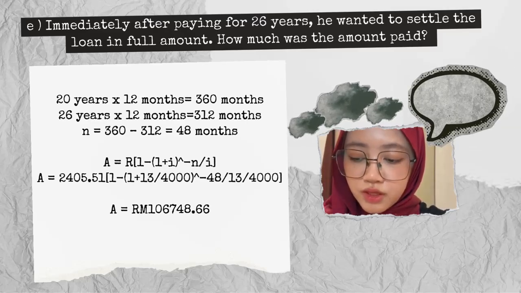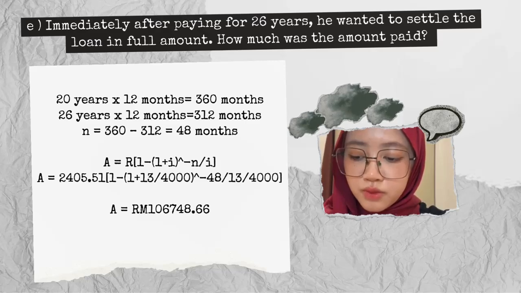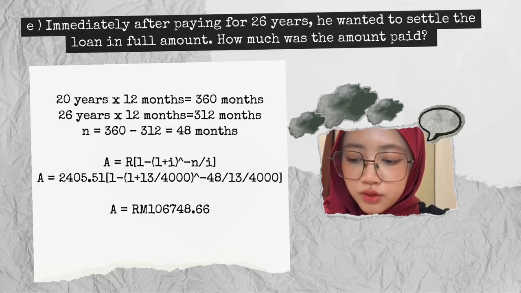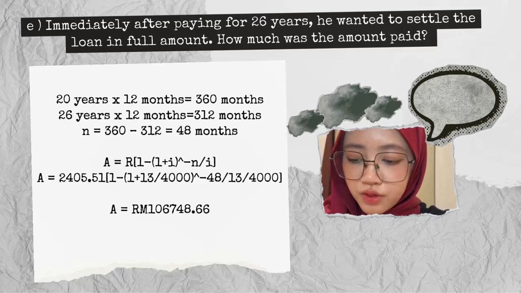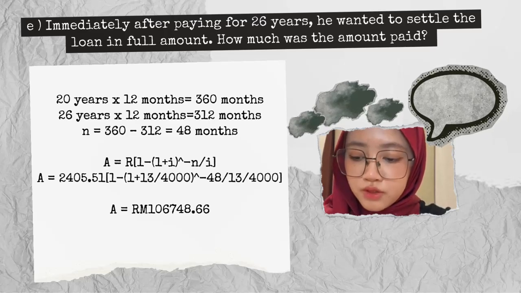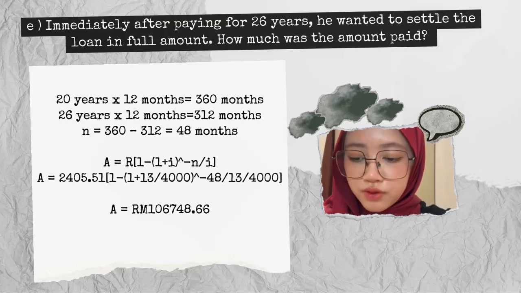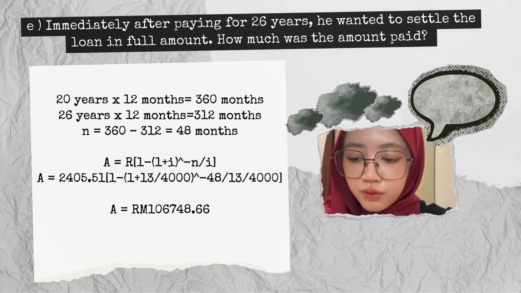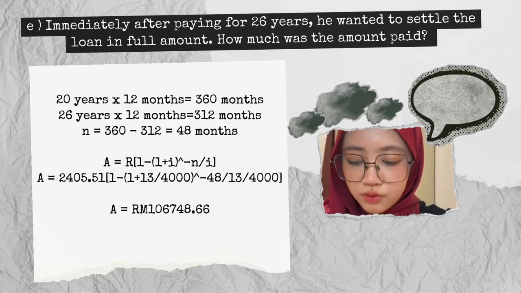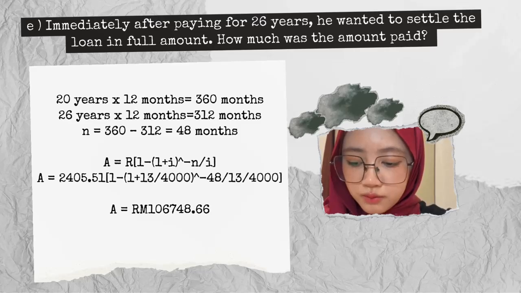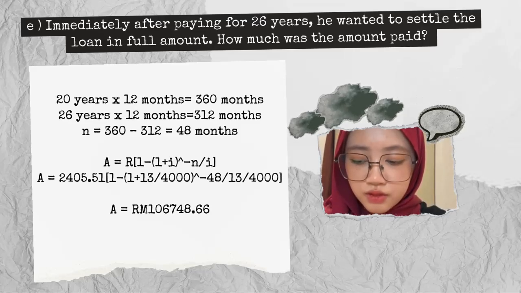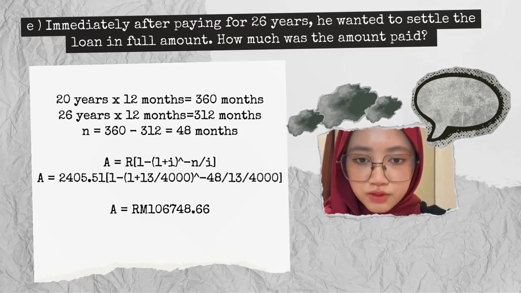For this question, we use the formula A equals R times (1 minus (1 plus I) to the power negative N) over I. A equals 2,405.51 times (1 minus (1 plus 13 over 4,000) to the power negative 48) over 13 over 4,000, which gives RM 106,748.66.